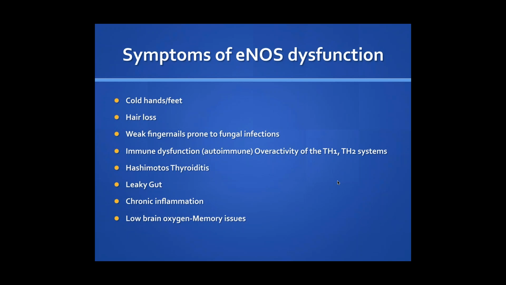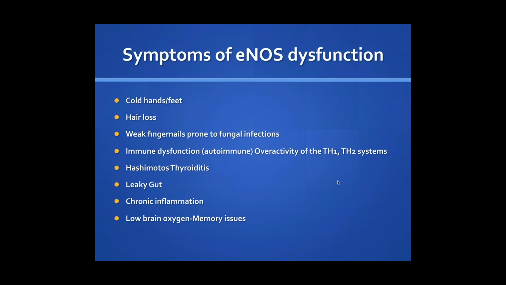Immune dysfunction or overactivity of the Th1, Th2 systems. Hashimoto's is a classic sign of nitric oxide dysfunction. It can cause leaky gut. There are several areas in the methylation pathway where we see leaky gut. One of them is histamine, one of them is the nitric oxide pathway, and the other one involves the CBS pathway. So lots of areas where you can have leaky gut, and when you start to get this balanced, leaky gut tends to go, and those food sensitivities and inflammation that are involved tend to disappear, which is quite exciting.